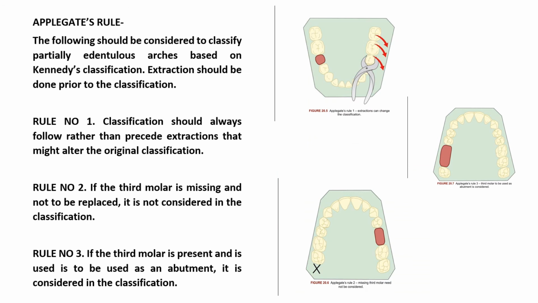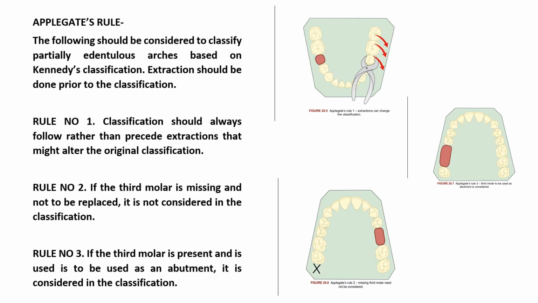Now Applegate gave several rules. There were 8 rules given by Applegate. The following should be considered to classify partially edentulous arches based on Kennedy's classification. Extraction should be done prior to the classification. If any tooth is to be extracted, it is done before the classification. Before we determine the classification, the extraction should be done, and after that we do the classification.